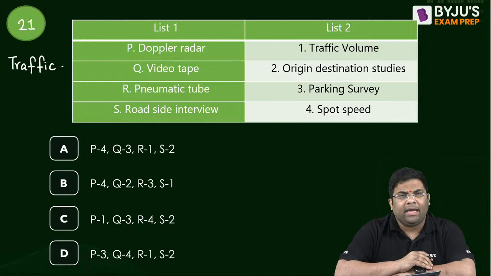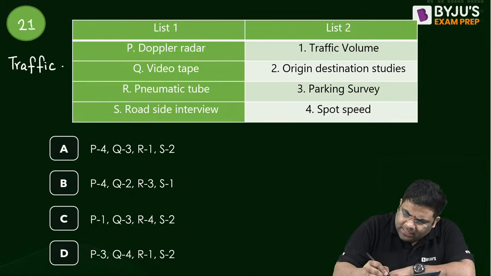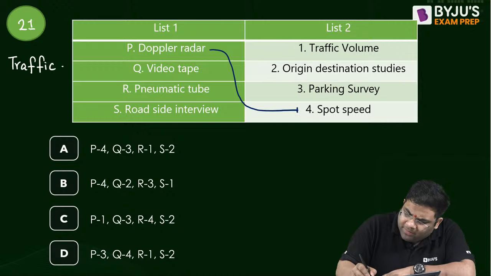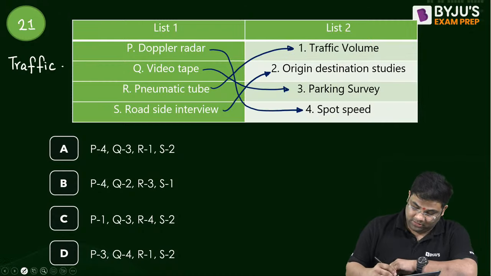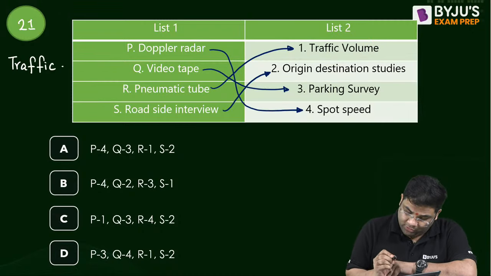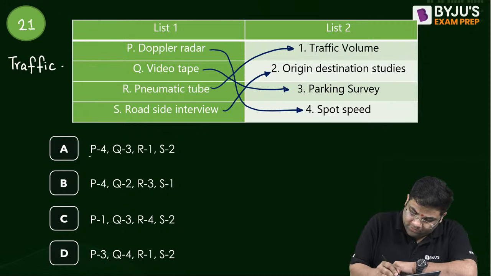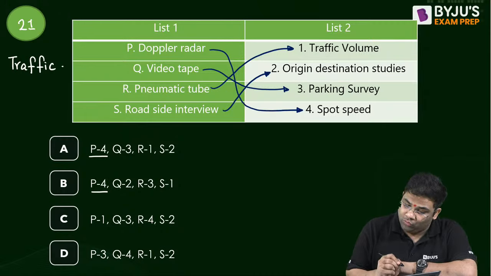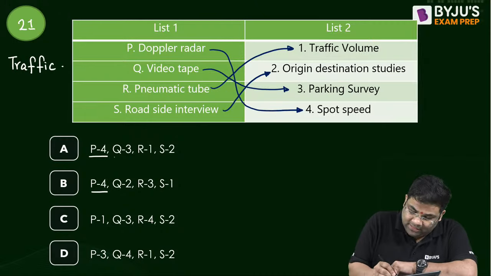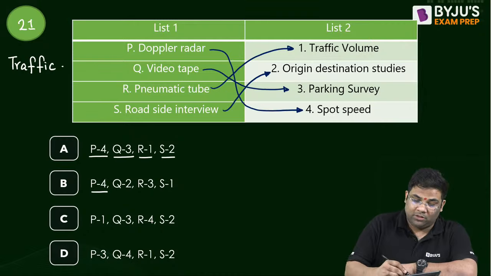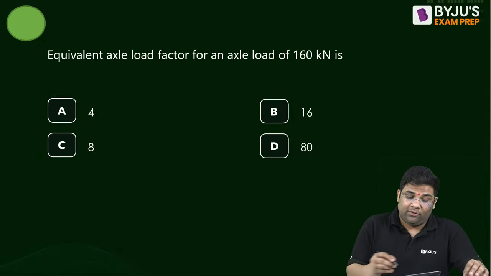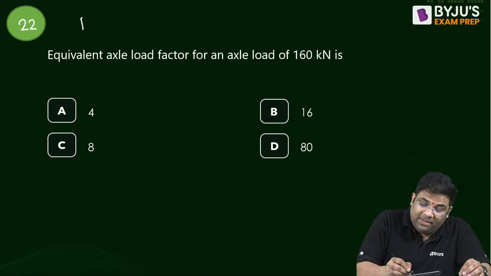Yes, 21, option A. Let us see. Doppler radar we use for spot speed. Video tape we use for parking study. Let us match this. Roadside interview we do for origin and destination. The left one is for traffic volume, right? So I can say P2, no, P4. We have two options, okay? Then Q3. So this is the right answer. R is 1 and S is 2. So the answer is A.